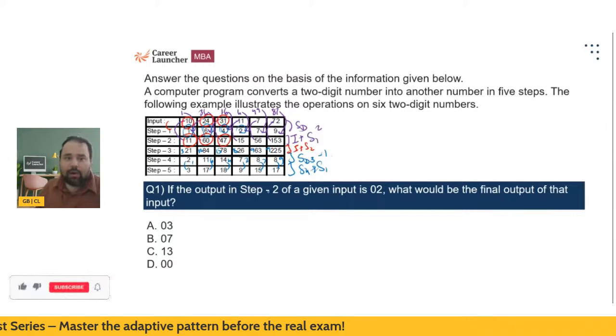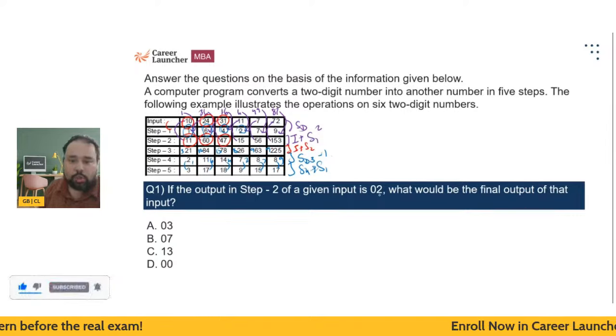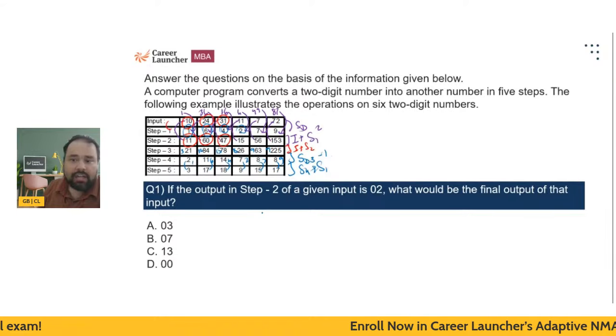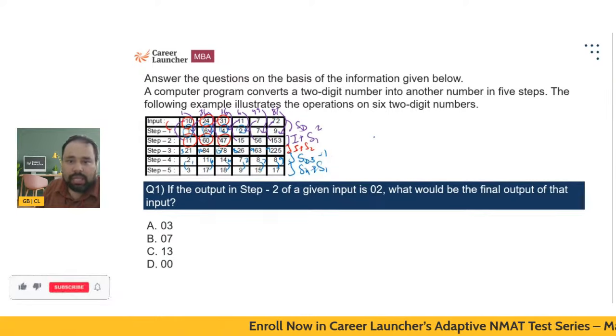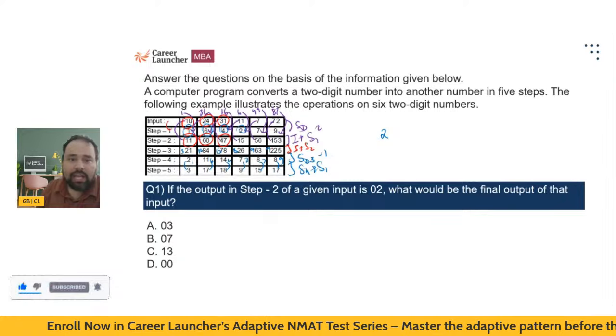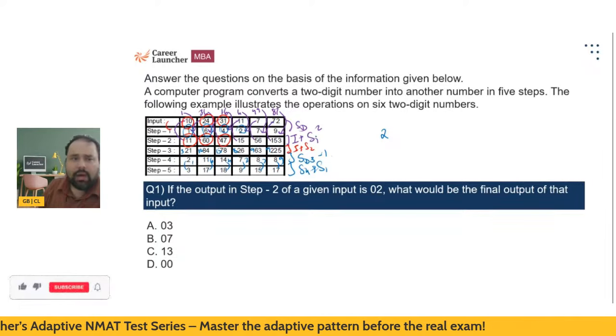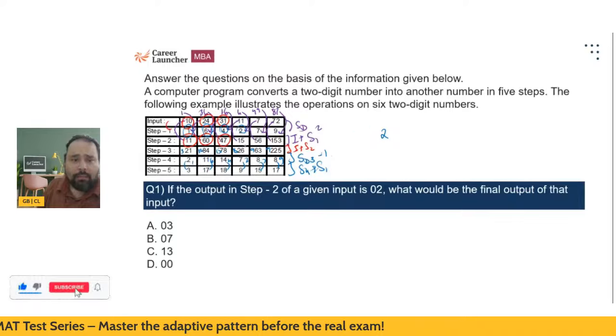अब जब ये हो गया, now let's look at the question. If the output in step 2 of a given input is 2, what would be the final output of that input? मतलब स्टेप 2 में आंसर 2 है. ठीक है. स्टेप 2 का आंसर क्या होता है? इनपुट प्लस स्टेप 1 स्क्वायर्ड. मतलब स्टेप 1 में मेरे को इनपुट के सम ऑफ डिजिट्स का स्क्वायर आएगा.